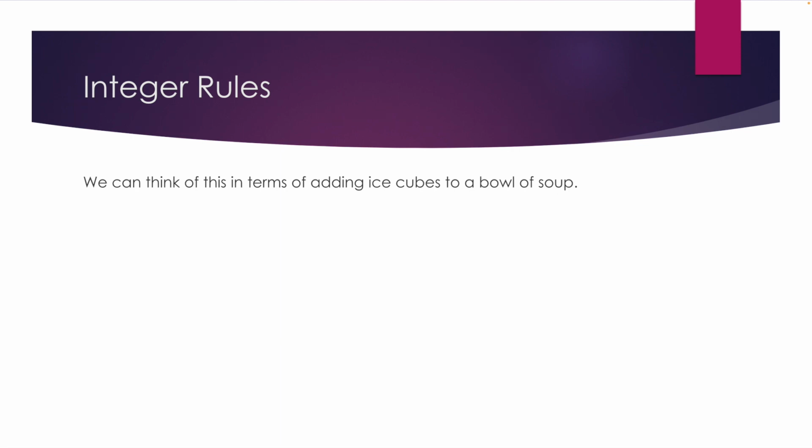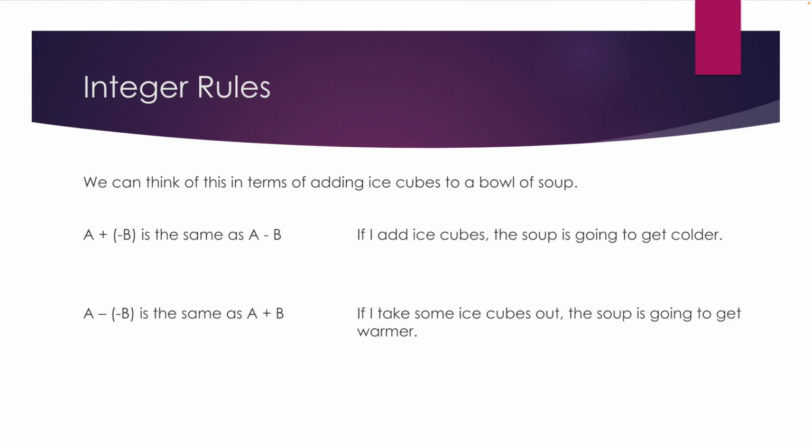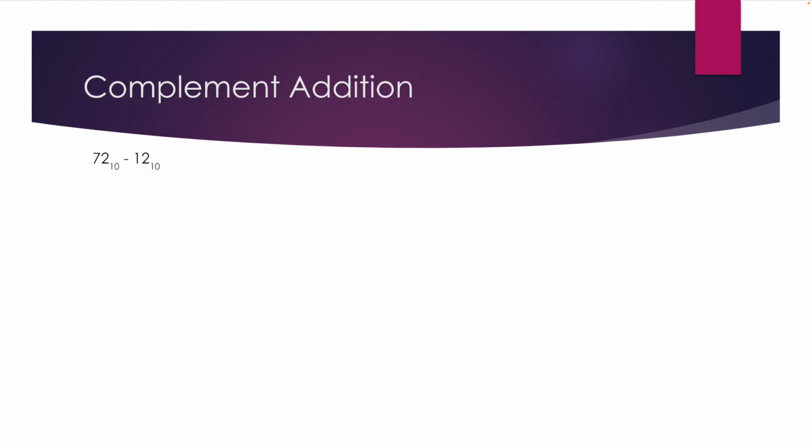We can also think of this as adding ice cubes to a bowl of soup. So if I add ice cubes, the soup's going to get colder. If I take some ice cubes out, the soup will get warmer, kind of. So if I remove coldness, it gets warmer. If I add coldness, it gets colder. And so if I'm looking at a problem like 72 minus 12, that's the same as doing 72 plus a negative 12, right? And so I can use complement addition to do subtraction problems.